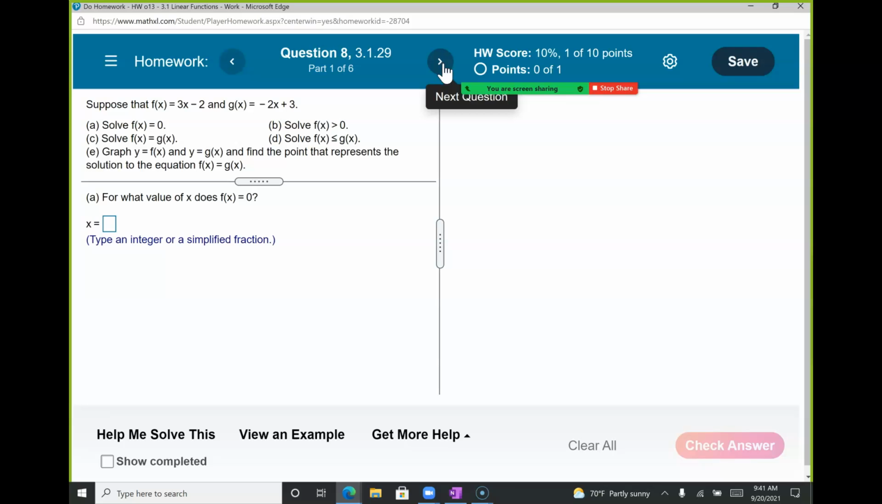And the last few questions here are just, can you find when the two graphs equal each other? If you can find when the two graphs equal each other, then you can find when one graph is above the other or one graph is below the other. So let's do one like this. So I've got y equals 3x minus 2 and y equals negative 2x plus 3. This is question 8.